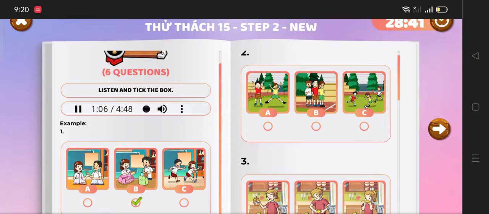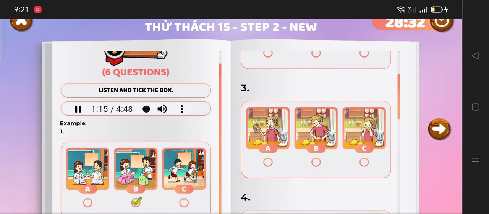What did the teacher tell the students to do? Number 3. Listen to the mother.